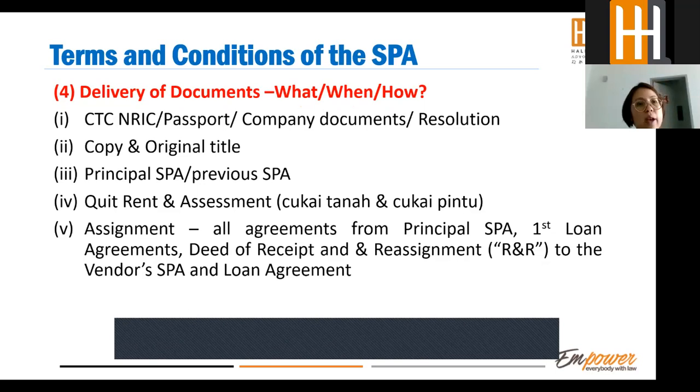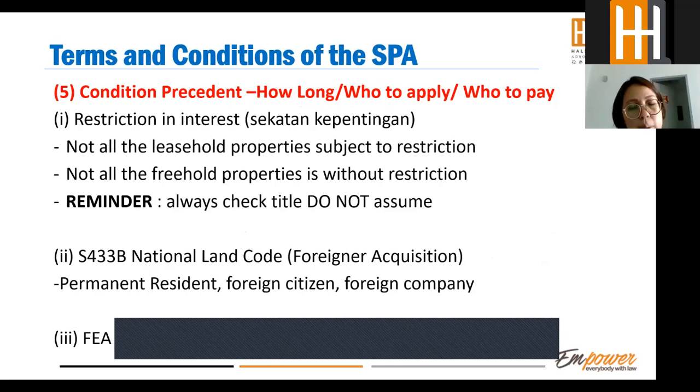So number five is the condition precedent. This one is also very important. You must remember to put this in if, let's say, there is a sekatan that requires consent to transfer, or if the purchaser is a foreign individual or a foreign company. If you omit this condition precedent, the consent to transfer, the bank won't release the money. Everybody will get stuck. Also, the title and ownership cannot be transferred because the land office won't allow the transfer without the consent obtained, or the assignment is invalid because the relevant approval is not obtained. So this is very important. Make sure you check the title and the land search properly. If there is, you must put it as a condition precedent.